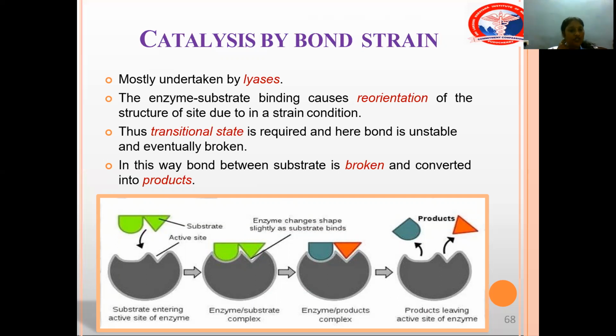Here you can see in the picture, the green colored molecule is the substrate, which will come and bind with the active site of the enzyme. Due to conformational changes induced by the substrate in the enzyme after binding, a strain is induced in the substrate, because the substrate has to accommodate itself into the active site of the enzyme. That will induce a strain in the bond formed between the two components of the substrate and will result in breaking of the bond, and eventually products will be released.